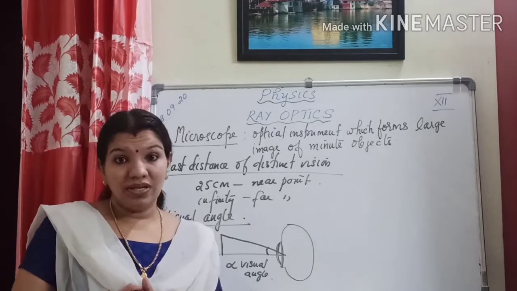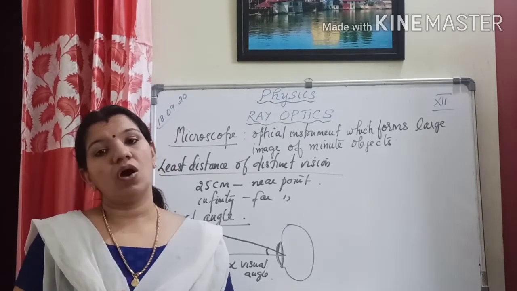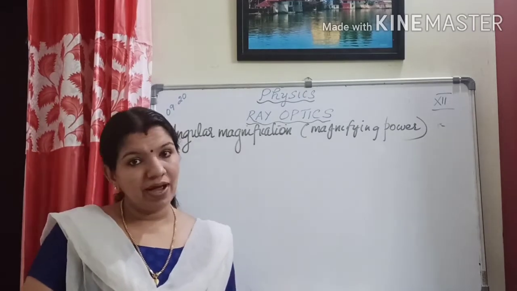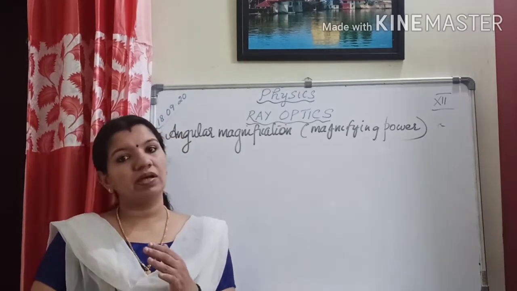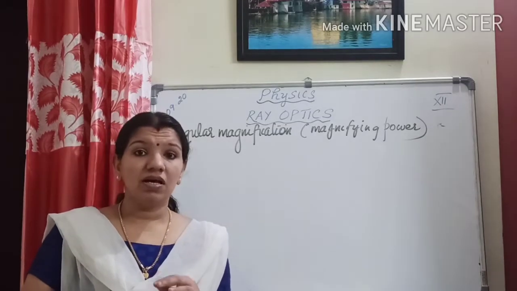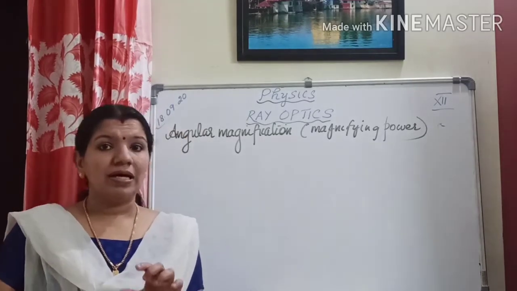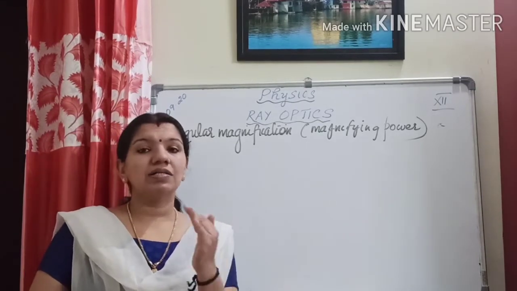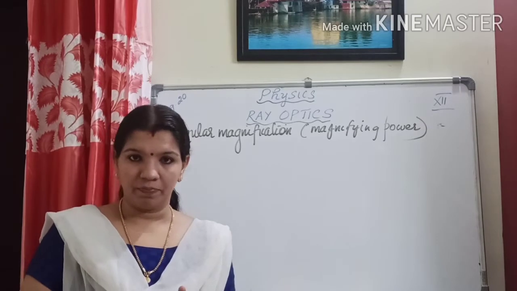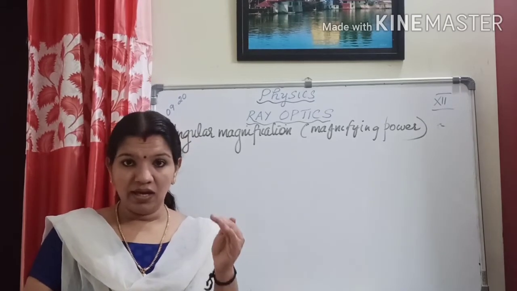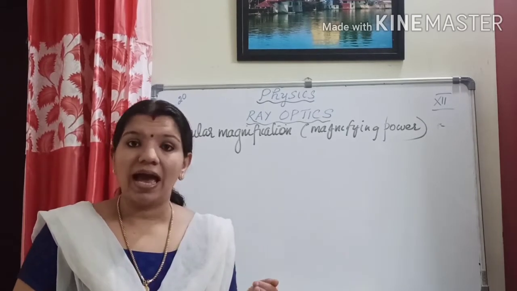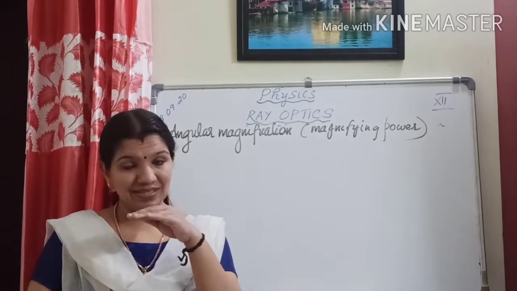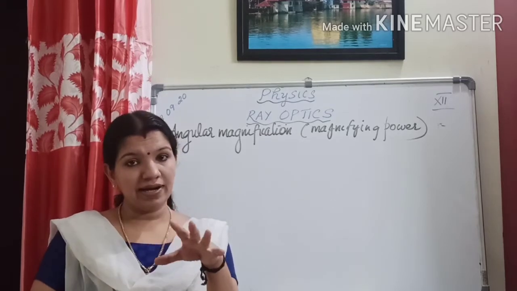So next we are going to define angular magnification or magnifying power. We can define angular magnification or magnifying power of an optical instrument as the ratio of the angle subtended by the image with the eye to the angle subtended by the object with the eye. Understand? But there are certain conditions. This is the general expression or general definition only.